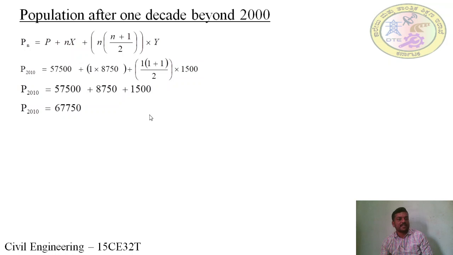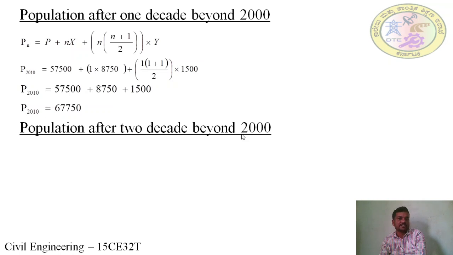In the geometrical increase method, the population for the year 2010 for the same problem is 72,721. So compared to all methods, the geometrical increase method gives an increased value, it means higher values. So after finding out the population for the year 2010, we need to find out the population for the year 2020.